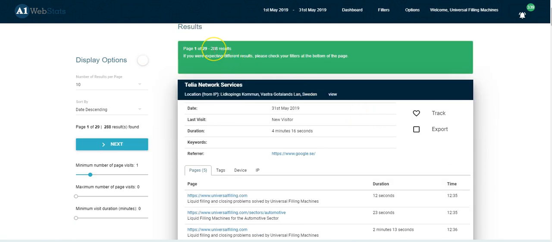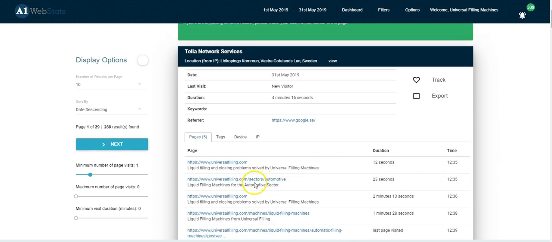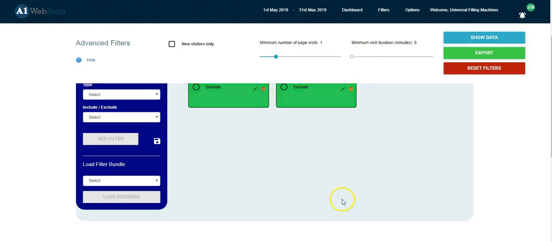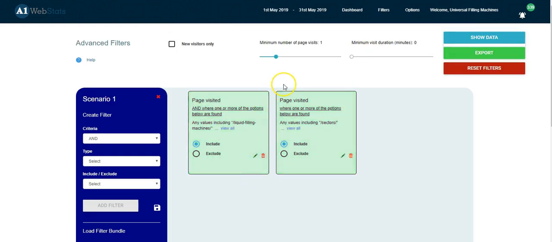And we got 288 of the 1093. That's 26% of visitors who got to sectors pages and also got as far as one of the liquid filling machines pages. So we do have to wonder about the other 74% who didn't get that far. So we could go back to advanced filters and actually say focus on the sectors, but also look at the people who didn't get to liquid filling machines and show the data.